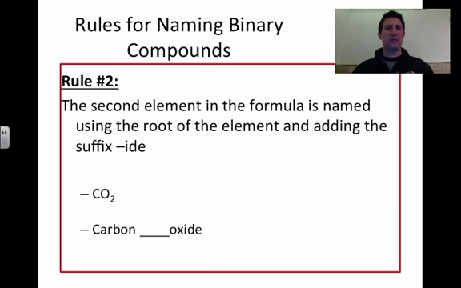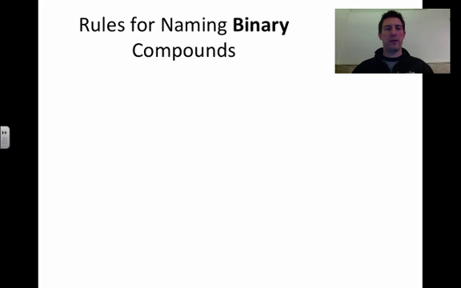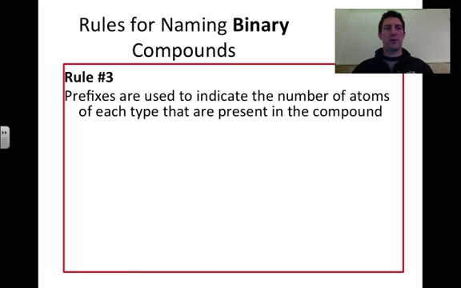Now if you need to write these rules down, just pause the video and write them down, and you can just play when you're ready. So the final rule, the prefixes are used to indicate the number of atoms of each type that are present in the compound. So if we go back to this, we've got carbon and 2 oxygens. We know it's carbon something ide. That something needs to tell us how many oxygens there are. So we've got carbon dioxide.